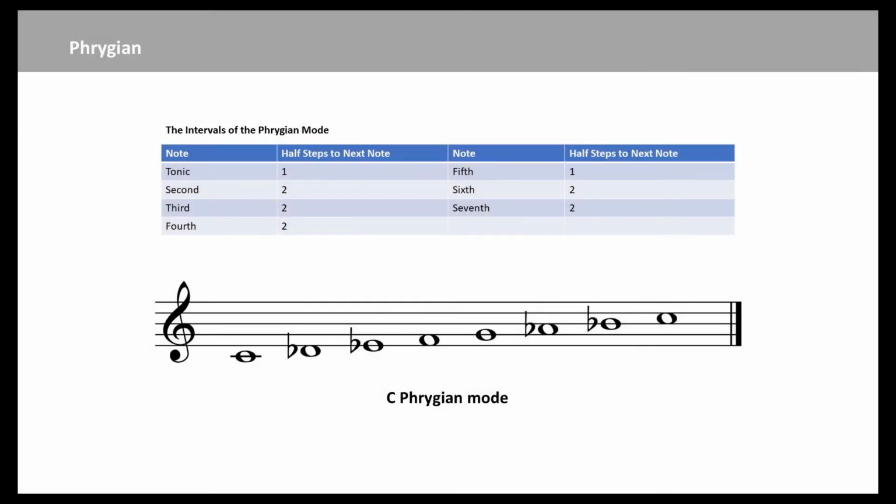Next is Phrygian. The Phrygian mode can be thought of as starting on the third note of the related major scale. Like the Dorian mode, it sounds like a natural minor scale, but with a lowered second degree. The intervals between notes in the Phrygian mode are shown in this table. When playing around the second note, it's the Spanish feeling. A lot of flamenco music is based on the Phrygian mode.